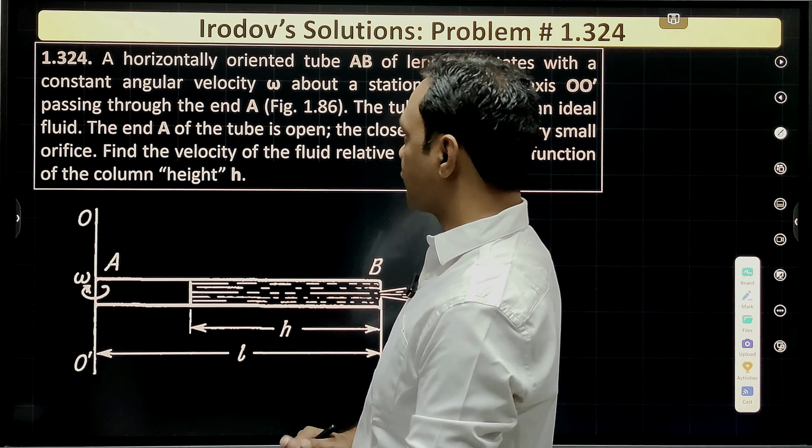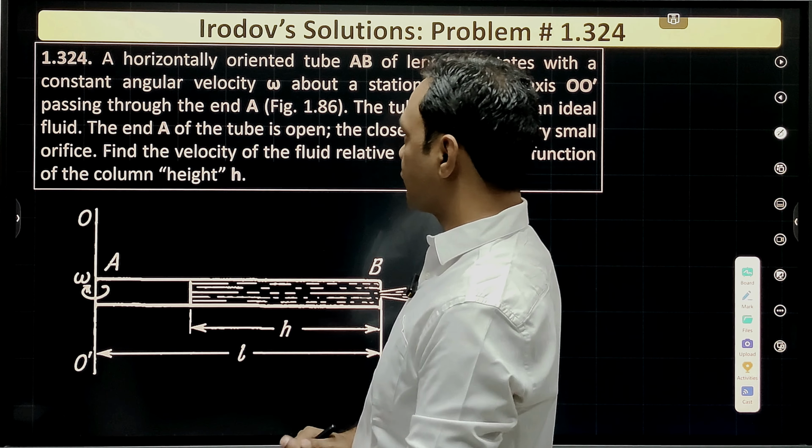So the tube is filled with an ideal fluid. The end A of the tube is open. So this end A is open, so here the pressure would be P ATM up to here. And end B has a very small orifice. Find the velocity of the fluid relative to the tube as a function of the column height h.